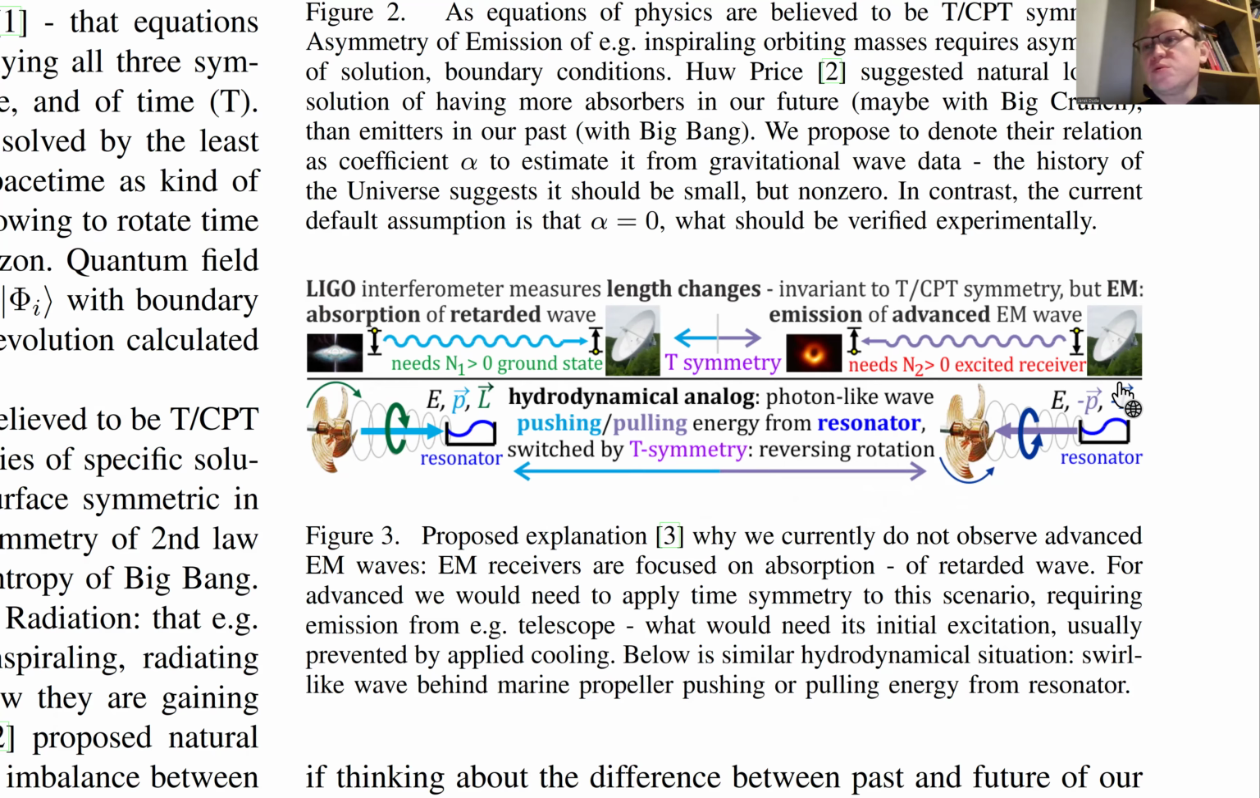While if you would like to see the advanced wave, you would need a kind of special amplifiers for telescopes to make them excited, maybe at least thermally excited. So maybe it's possible, but we would need to modify our radio telescope. For the current situation, we can use the gravitational wave data, but for electromagnetic, it needs at least modification.